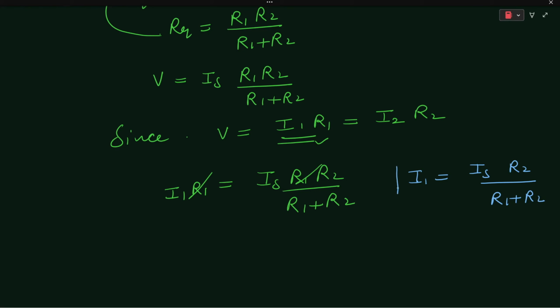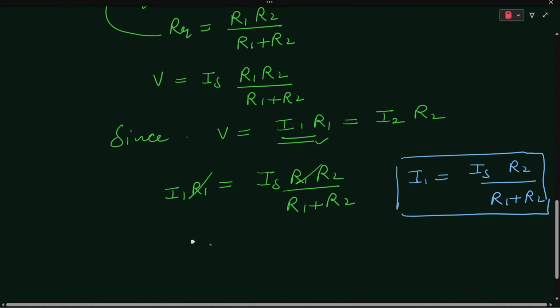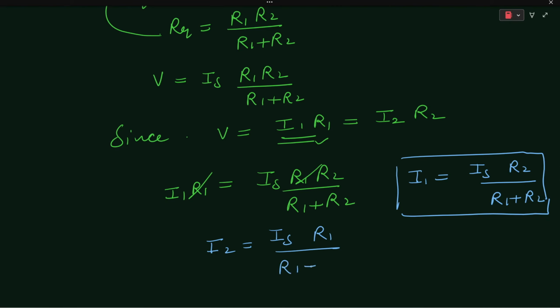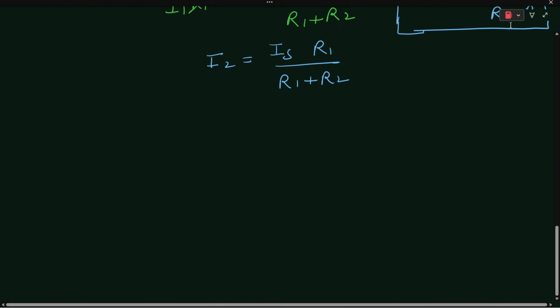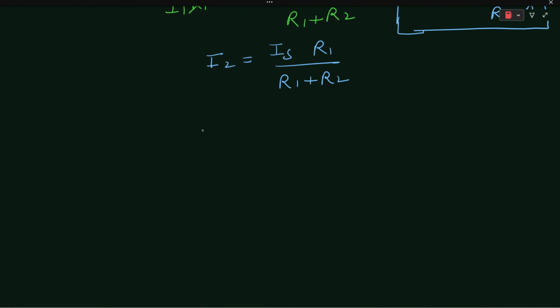Similarly, the value of I2 will be equal to Is into R1 upon R1 plus R2. The value of I2 can be redefined as I2 equal to Is into 1 upon R1 over 1 upon R1 plus 1 upon R2.